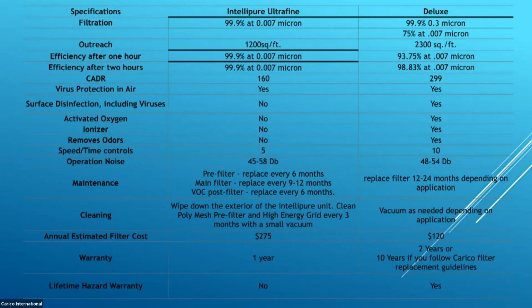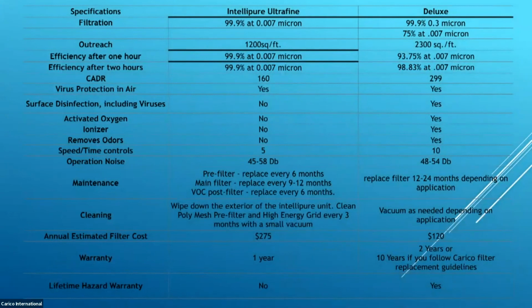Now here's another big thing, and this was taken right from the IntelliPure website. Look at the maintenance that's required on this unit. You have to replace the pre-filter every 6 months. You have to replace the main filter every 9 to 12 months, and you have to replace the VOC filter every 6 months. The best I could find was the price for 2 of those filters, and it was $275. And that's not even going to cover you for the whole year. So the cost of owning this and maintaining this unit is expensive, much more expensive, much more work than the Carico unit is.